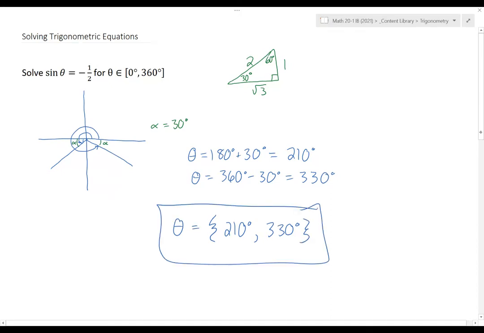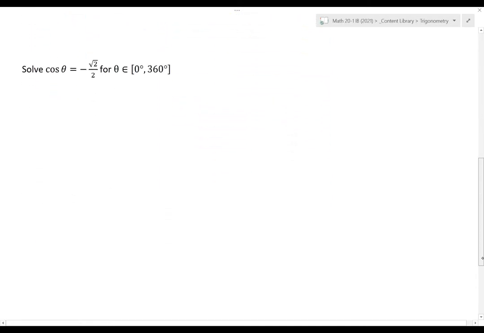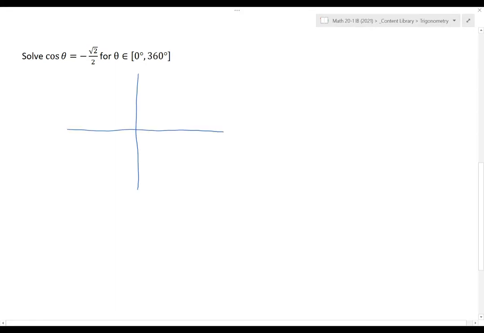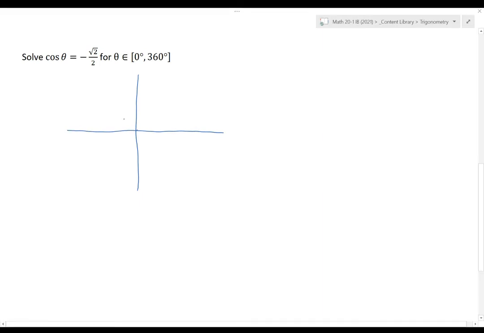We follow that similar process for other equations. So for example, the cosine of theta equals -√2/2. Again, we're going to do that one rotation between 0 and 360. So my first concern is where will cosine be negative? The cosine of an angle of rotation is the x value divided by the radius. And so cosine will be negative when x is negative. And the x value is negative in quadrants 2 and 3. So we'll have an angle of rotation here, and we'll have an angle of rotation there.